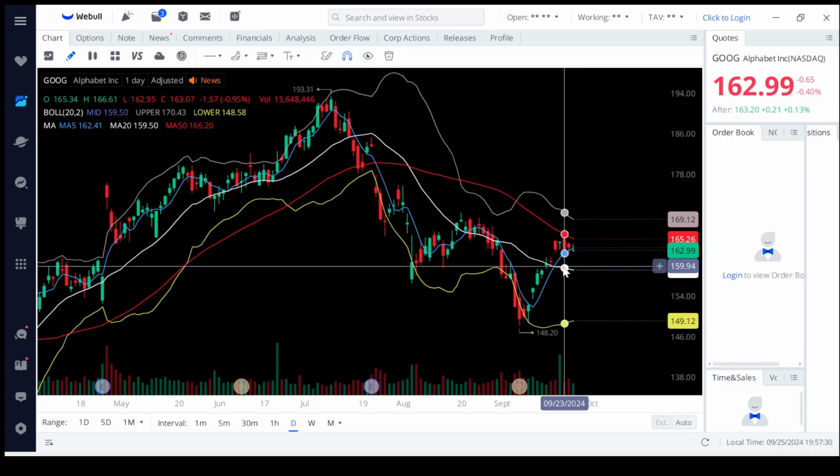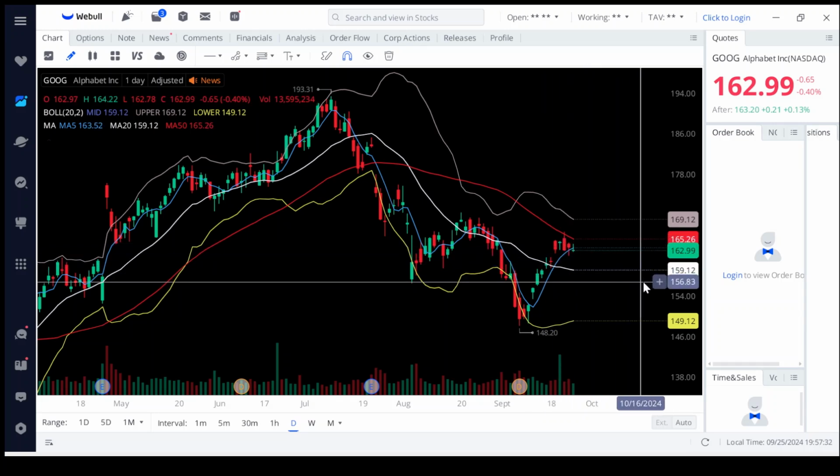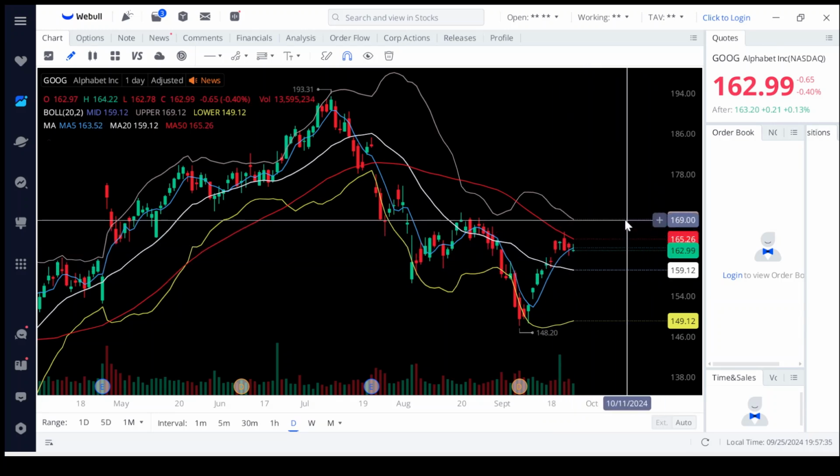So you can see there is now a consolidation bull flag pattern here. If we get that breakout over 165, Google can run up to this high right here.